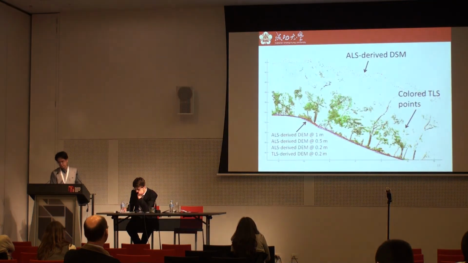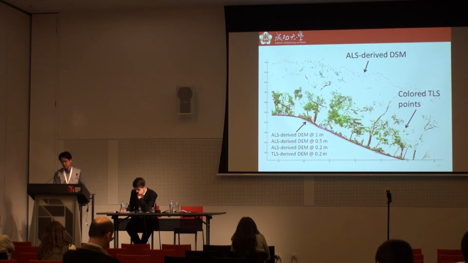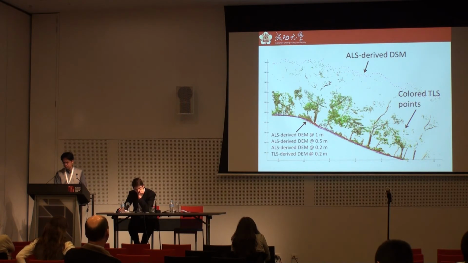Okay, so here I show these points. They are the DSM derived from the ALS data, and in the middle here are the colored TOS points. So you can see the TOS is not possible to give a really reliable DSM here. You can see there's too much missing in between.